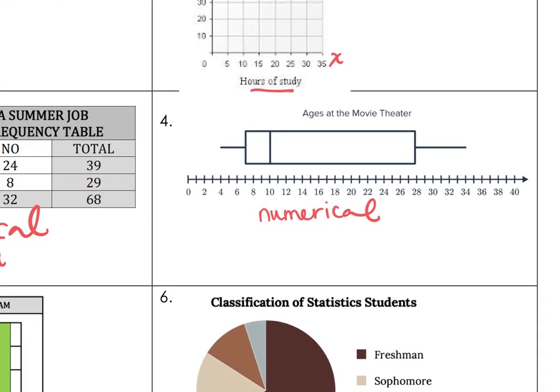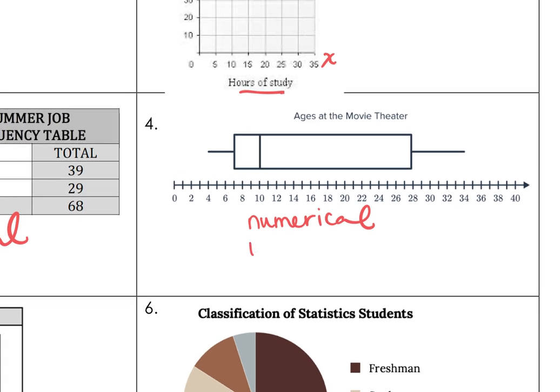And then were we looking at 1 variable or 2? 1. Just how old are you? So this would be univariate.